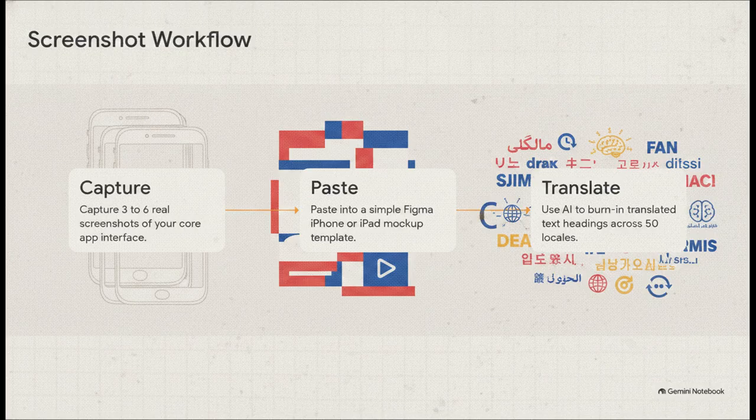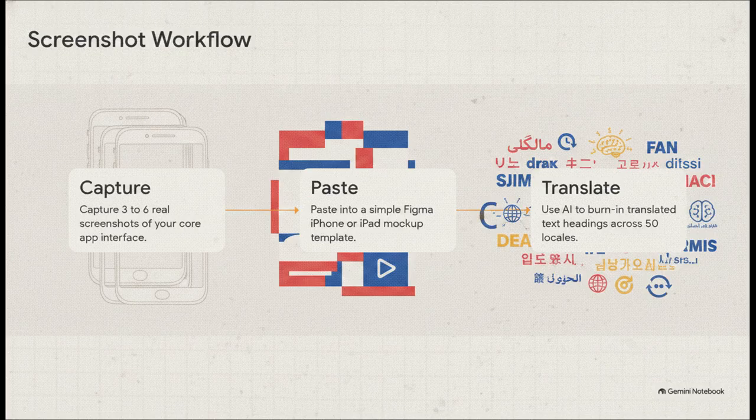Step 2, paste those into a really basic Figma iPhone or iPad mockup template. Give it a solid background color, and leave the top third empty. And finally, step 3, you use AI to burn in translated text headings, like say, stay hydrated every day, across 50 different languages. You can even alternate those background colors, maybe swap between red and white, just to create some visual contrast as users swipe through.